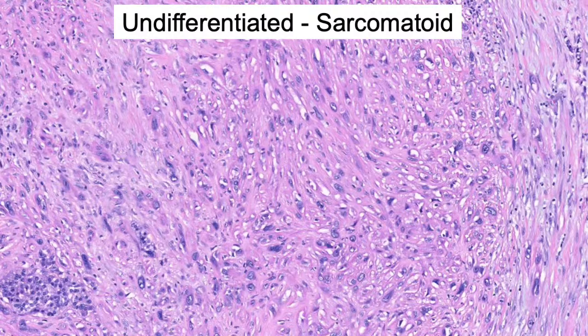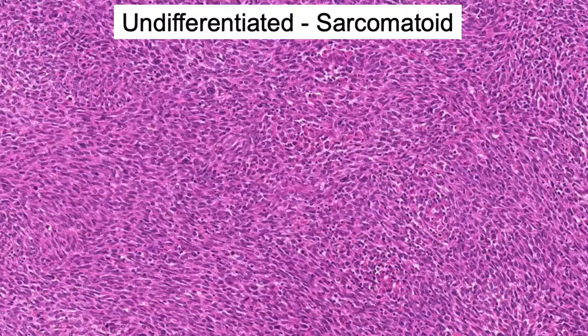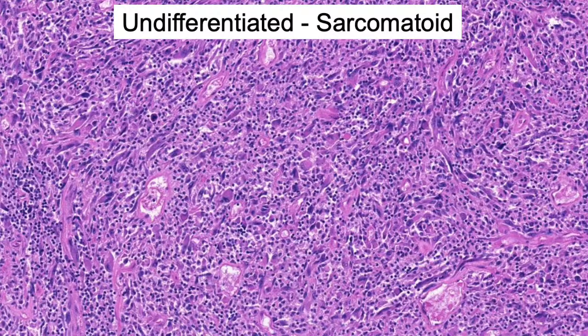And again, on the other end of the morphological range, they can be more bland and spindle-celled, more of a sarcomatoid carcinoma. And here's another sarcomatoid example. This one is really cellular, but quite bland. This is sarcomatoid undifferentiated carcinoma. And then just one more example of a sarcomatoid undifferentiated carcinoma.